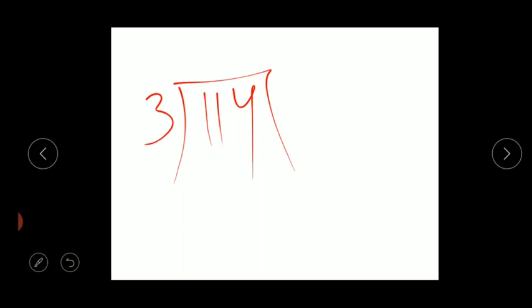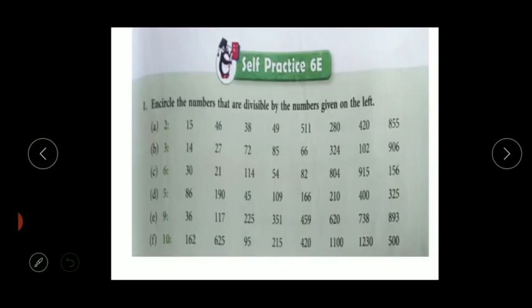Now we have to check whether it is divided by 3 or not. 3 3s are 9, 3 8s are 24. Yes, so both numbers are able to divide. It was divided by 2 and 3. So this is also the answer, 54.